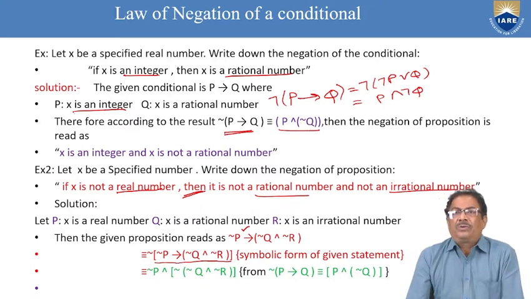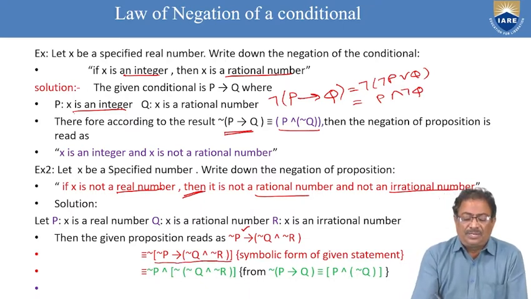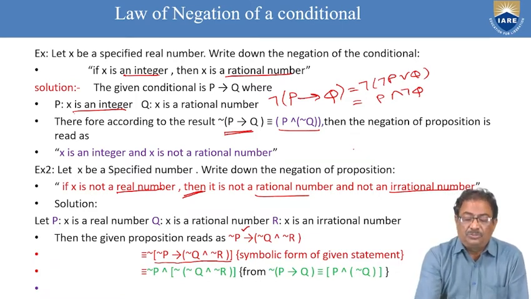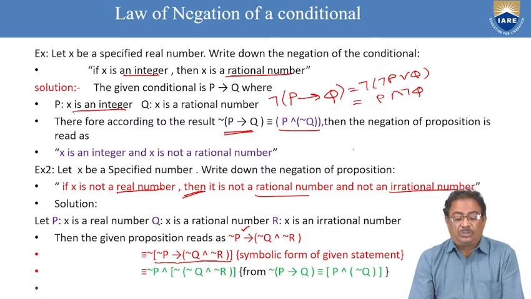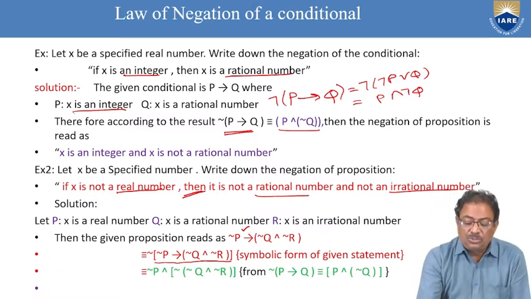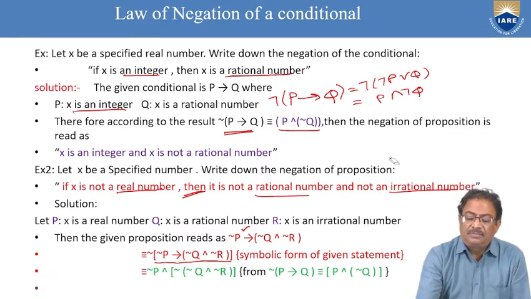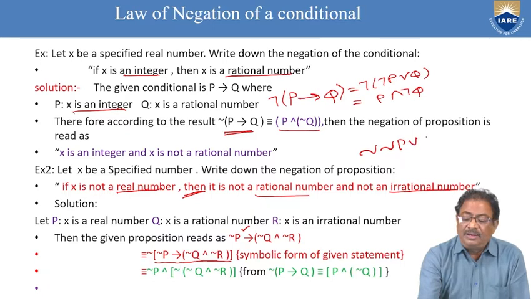Once again, we are going to use the same concept. What is it? If P then Q is equivalent to negation P or Q. Negation P or Q. So this we consider as equal to the negation of negation P, the negation of negation P, this one, or then negation of Q and negation of R.